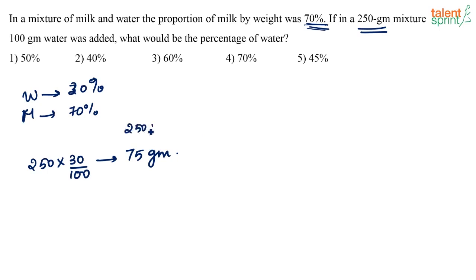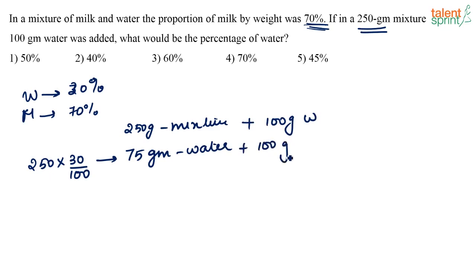See, I have totally 250 grams of mixture. Out of this 250 grams, 75 grams is water. Now, what am I doing? To this 250 grams mixture, I am adding 100 grams of water. So, if I add 100 grams of water, totally how much water is there? Totally, I have 75 plus 100, that is 175 grams of water. And now what is the total amount of mixture that is there? 250 plus 100, right? This is the total amount of mixture that is there.